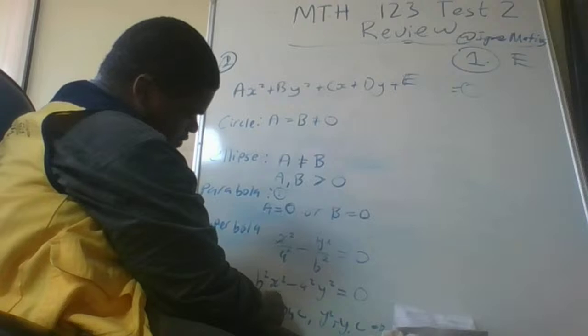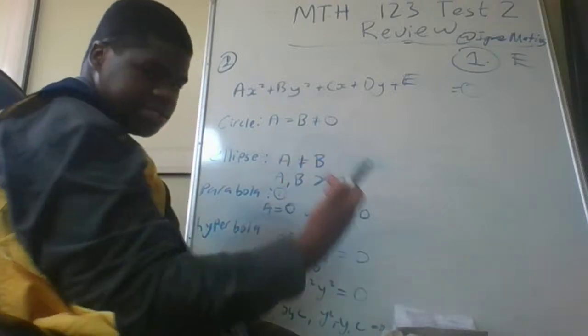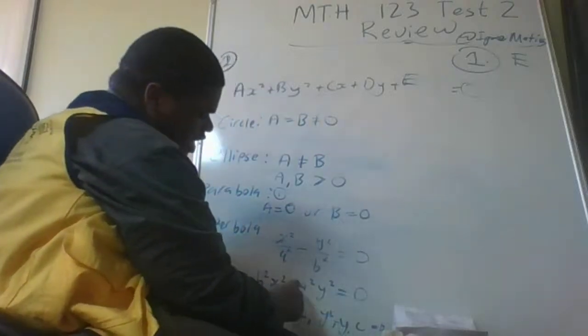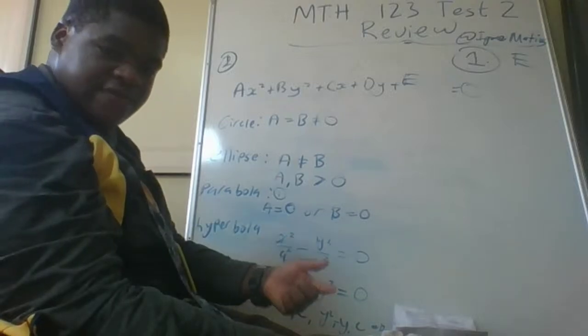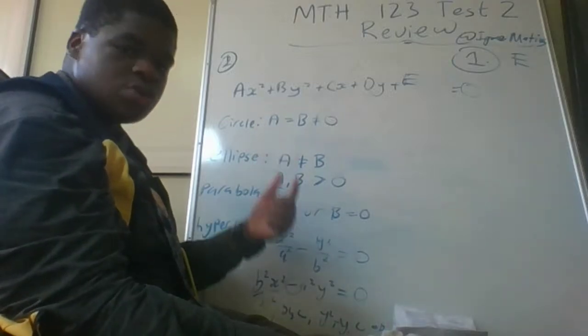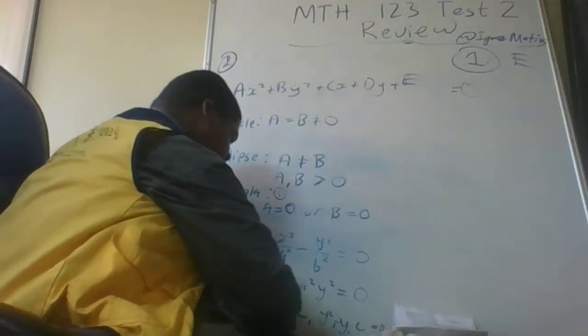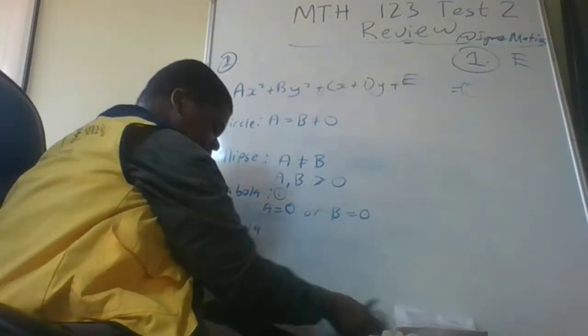If you look at x squared here, it has a positive coefficient because b squared is always positive. But y squared has a negative coefficient, because a squared is always positive and negative a squared would always be negative. So for a hyperbola, one of them should be negative.